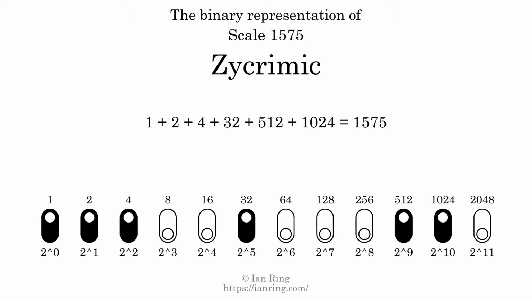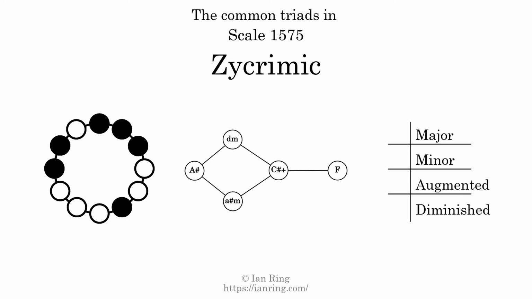1575. The scale number not only enumerates the scale with a unique index, but it also literally describes the tonal content of the scale. Represented as a binary number in base 2, the scale number is 0110001001111. Here are the common triads present in this scale.